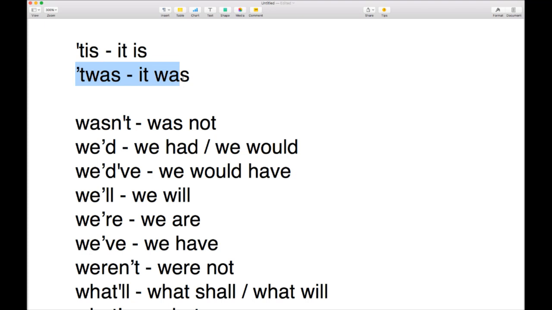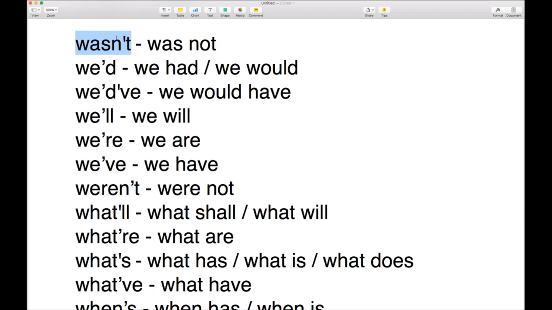And the other one is twas. It means it was. Again, you'd see this in Old English or in poetry or in old nursery rhymes or old songs. Twas the night before Christmas. I don't know the rest of that sentence. So you've got tis and twas. It is and it was.